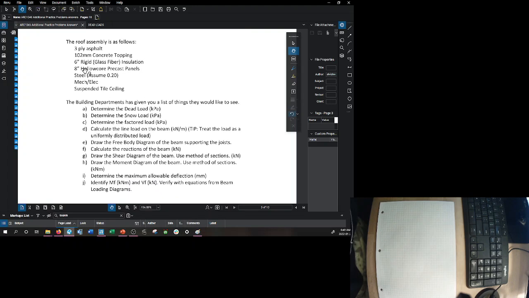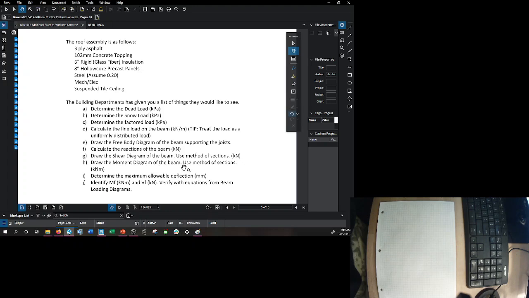They've told us we know what the roof assembly is because we've looked at the drawings. And the building department has given you a list of things they'd like to see. The dead load, the snow load, the factored load, these are all in kPa. Calculate the line load on the beam. And it says tip, treat the load as a uniformly distributed load. Draw the free body diagram of the beam supporting the joists. Calculate the reactions. Draw the shear diagram using method of sections.